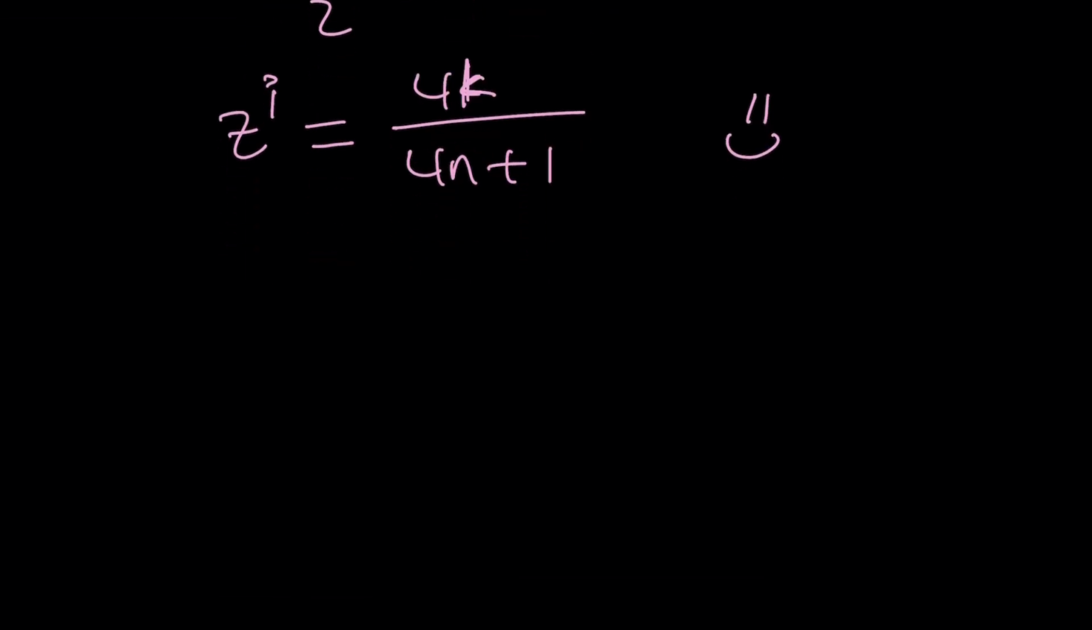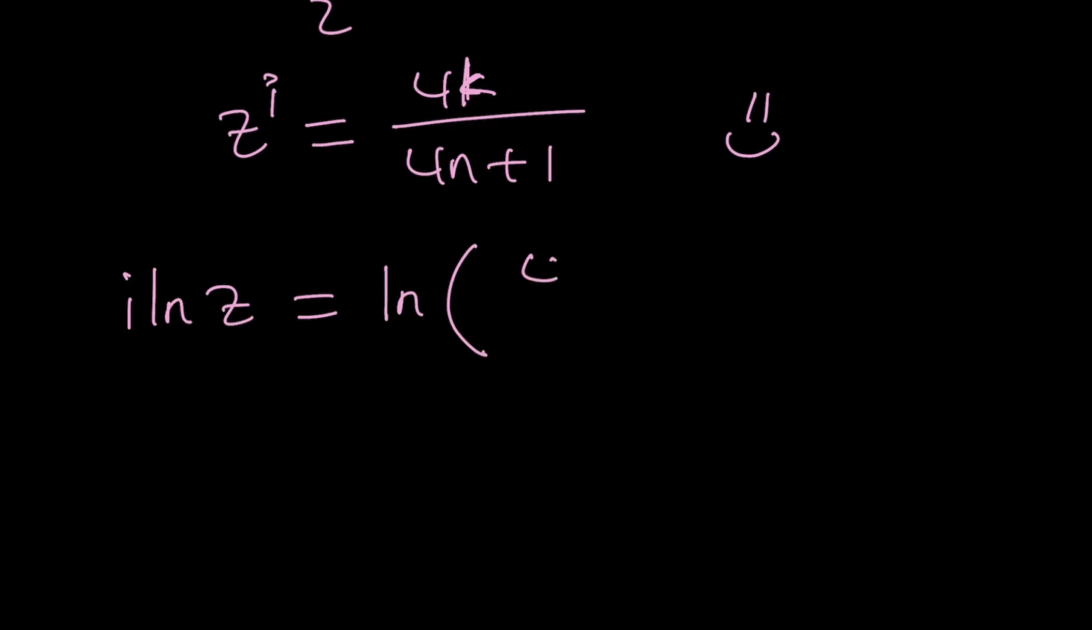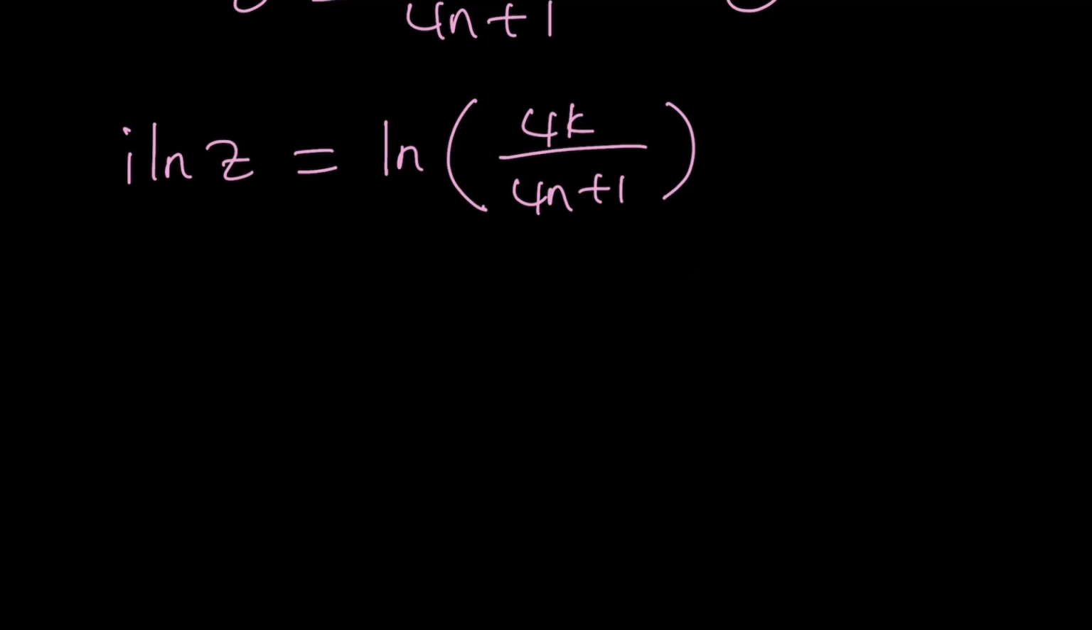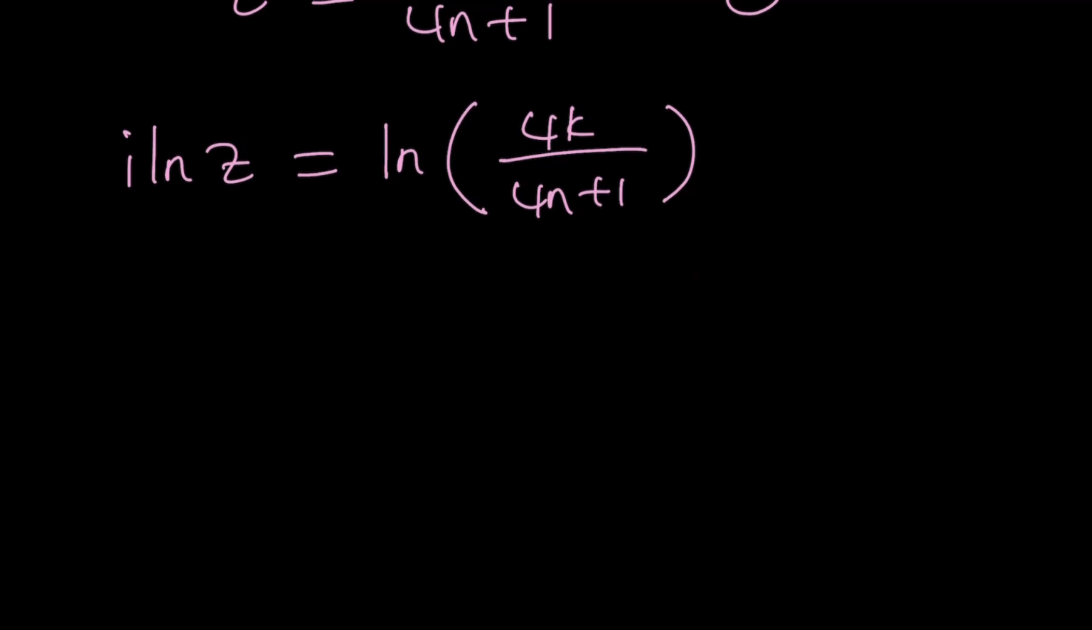Anyways, now, we still haven't found z, though. Let's go ahead and find it. Natural log both sides again. We're going to get i ln z, or use the complex exponential, whatever you want to use. And this is going to give you ln of 4k over 4n plus 1, and finally we're going to divide both sides by i, but no, we don't do that. We multiply by negative i because it's the same thing. And when we do multiply both sides by negative i, we get something like this.